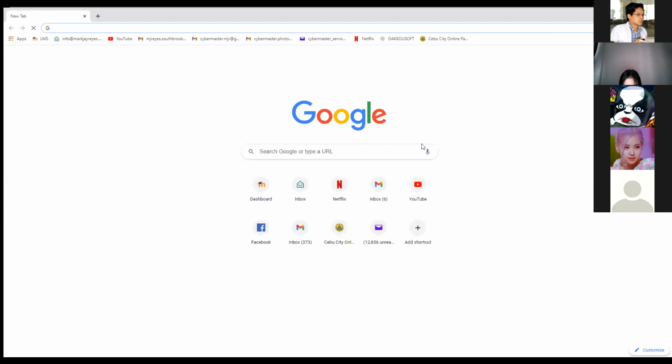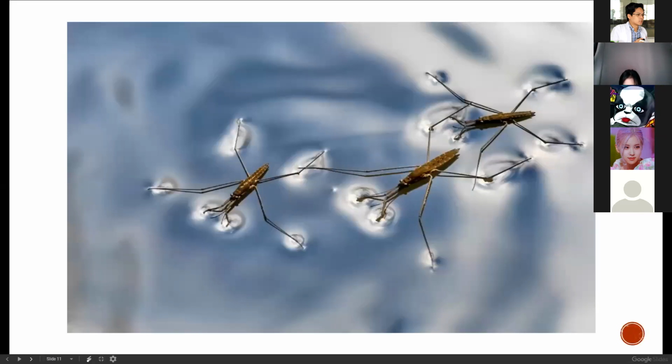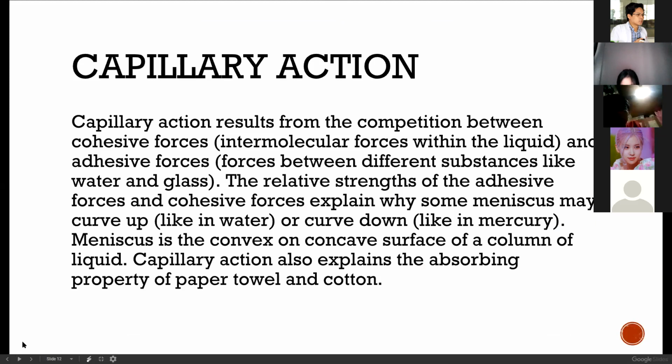Can you still see my shared screen? Yes, sir. Okay. Capillary action. Please read, Rabi. Yes, sir. Rabi.